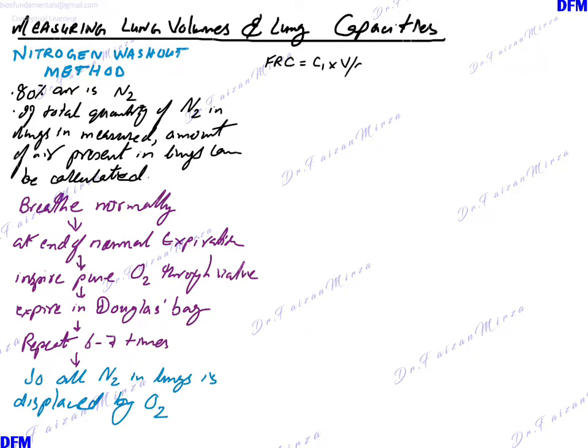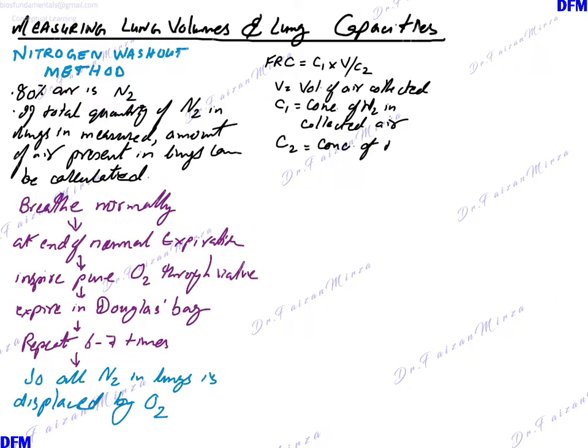Functional residual capacity is what we need to calculate here using the nitrogen washout method. How is functional residual capacity calculated? You use the formula C1 times V upon C2, where V is the volume of air collected, C1 is the concentration of nitrogen in the collected air in the Douglas bag, and C2 is the concentration of nitrogen in air generally, which is 80%.